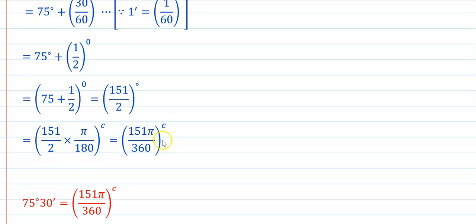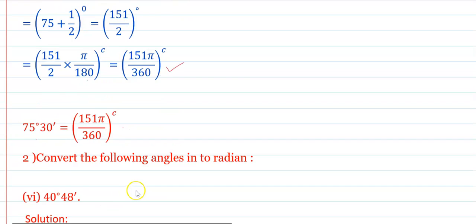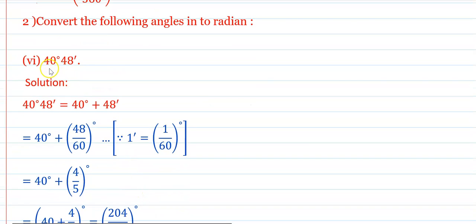Okay, and this next simplification, 2 into 180, you will get 360. Therefore 151 pi upon 360 radian, and hence we will convert this degree to the radian. Okay. Next, 40 degree and 48 minutes.